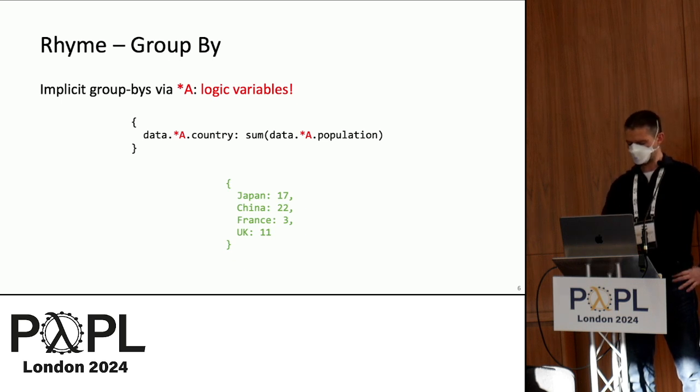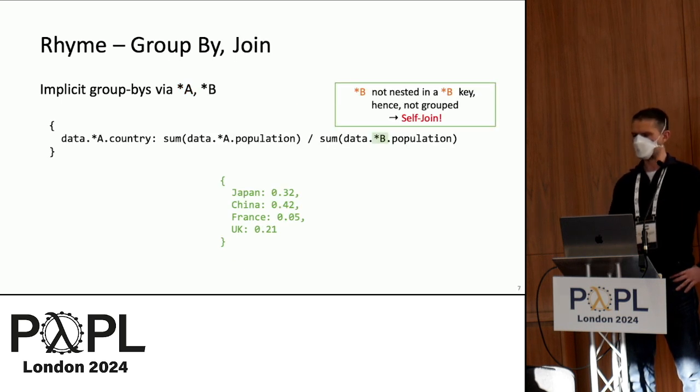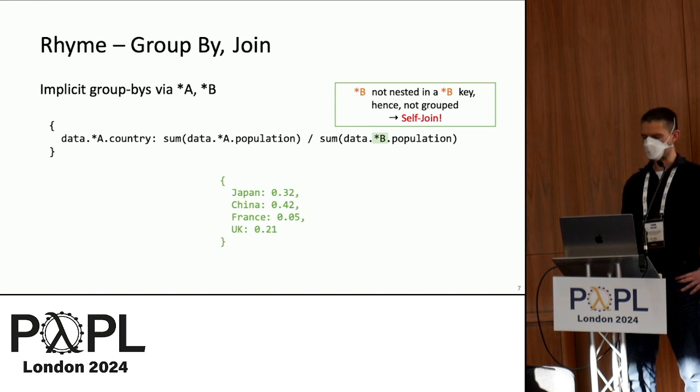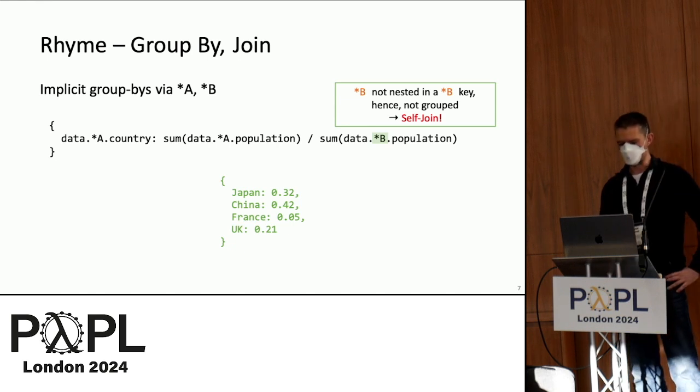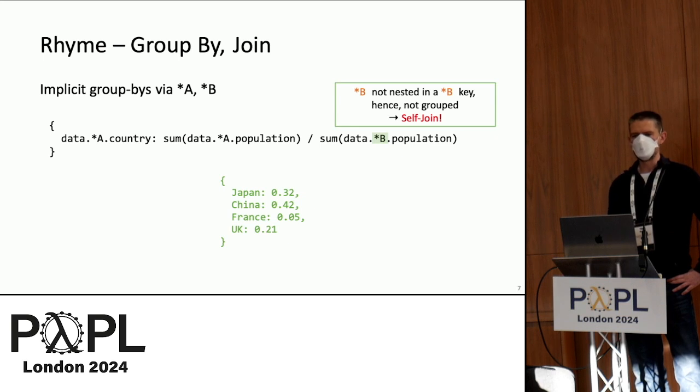Okay? And now if we use multiple of those, then like in Datalog or any other declarative query language, what we get is a join operator. So again, using a very general facility, we get a lot of power here.